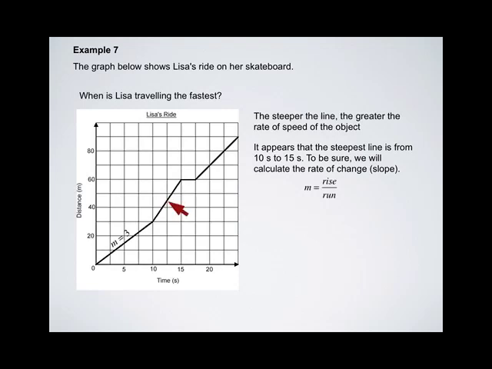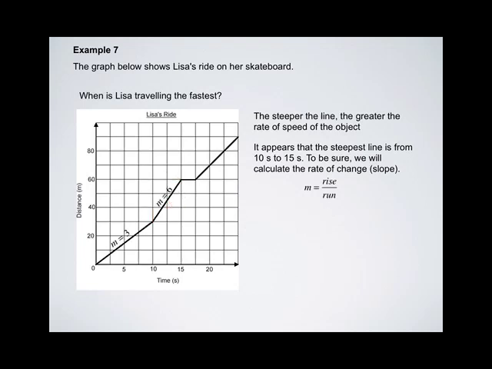For the second section, from 10 to 15 seconds, the rise and the run are again 30, but this time the run is only 5. So our slope is 30 over 5, rise over run. This simplifies to 6, so we'll put that on the graph.